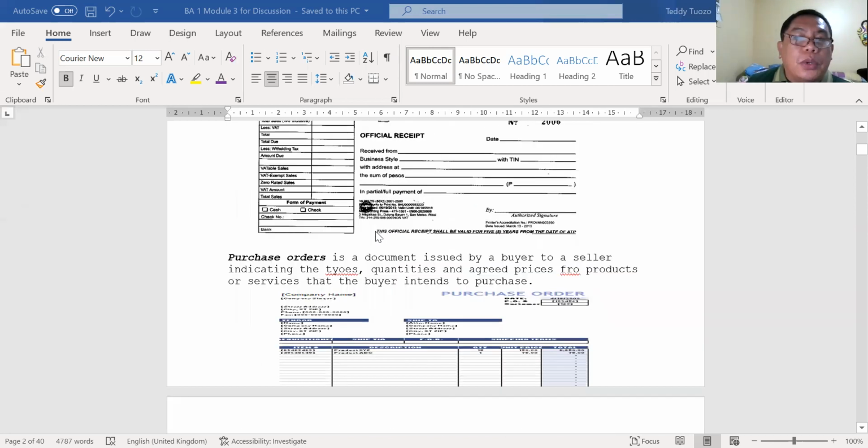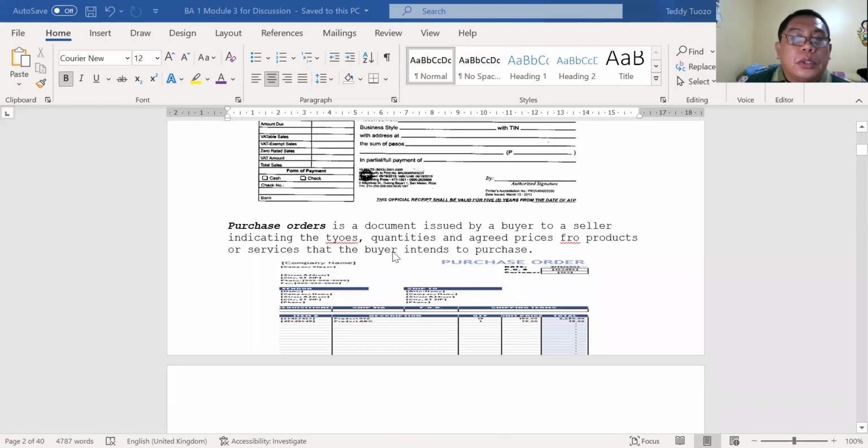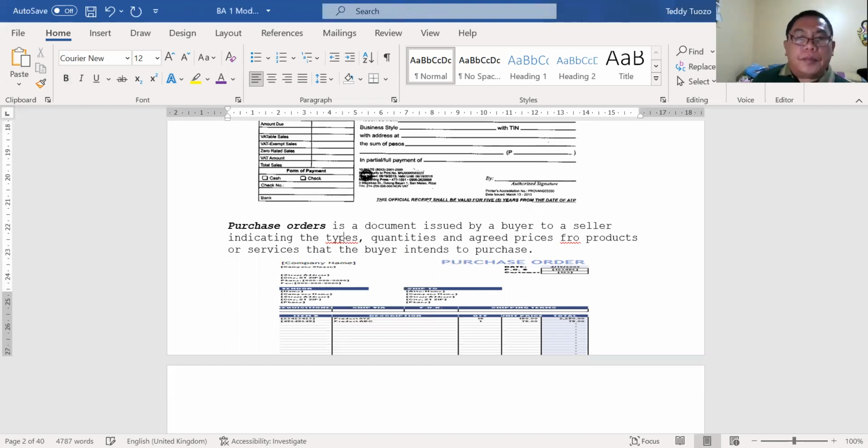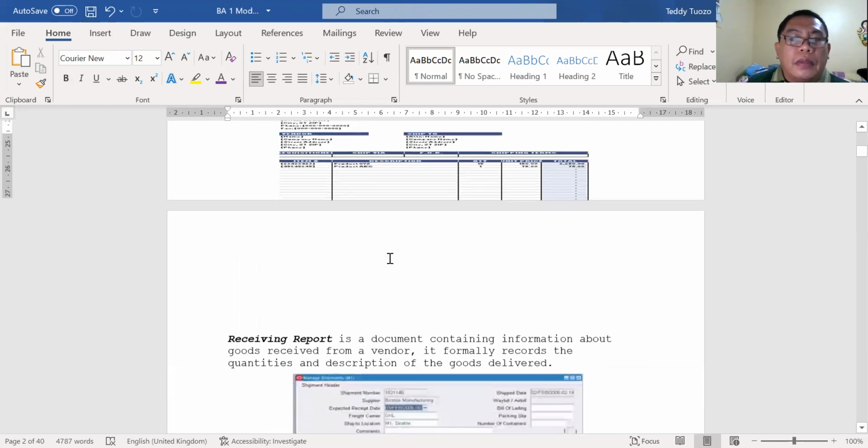Next, we have the purchase order. So it's a document issued by a buyer to a seller indicating the types, quantities, and agreed prices for products and services that the buyer intends to purchase. So if you are buying, you issue a purchase order, no?